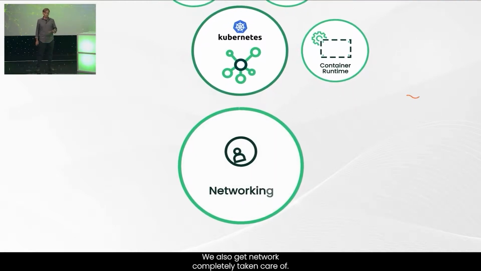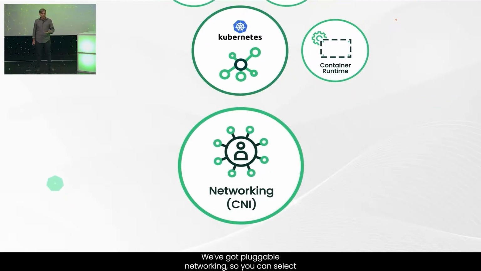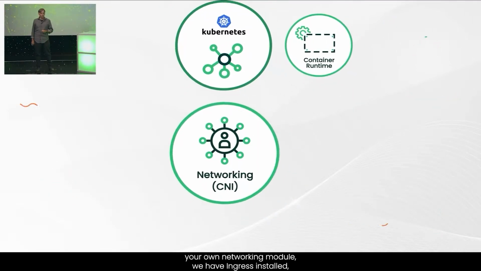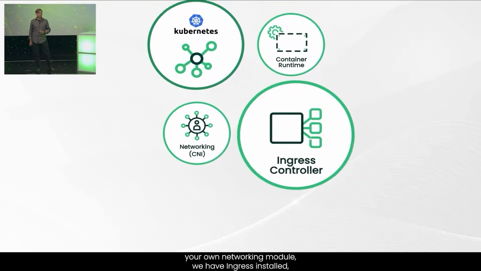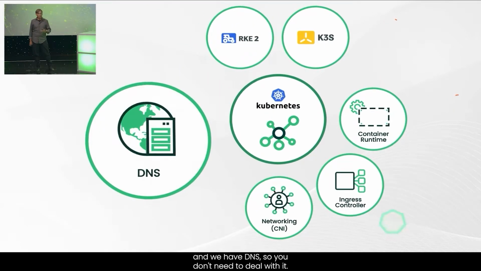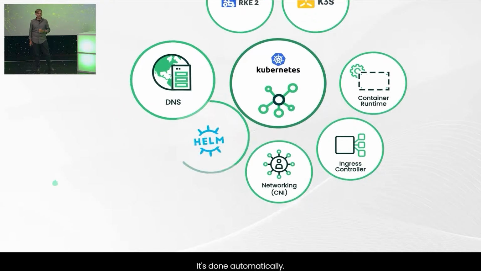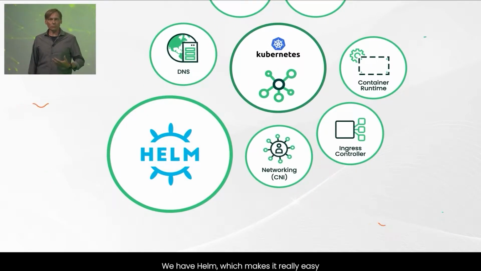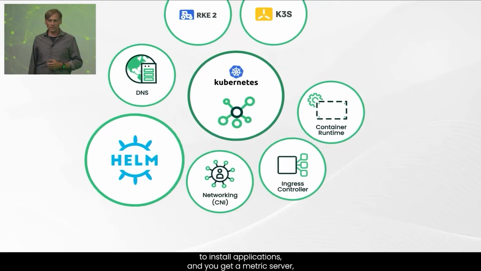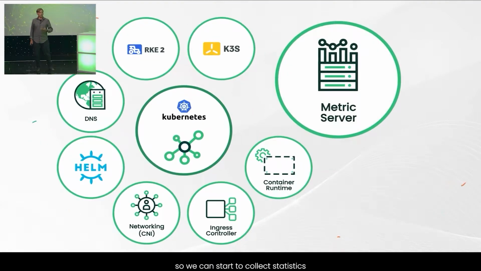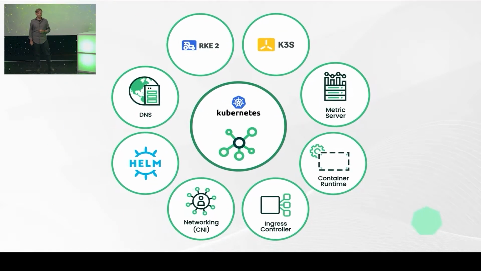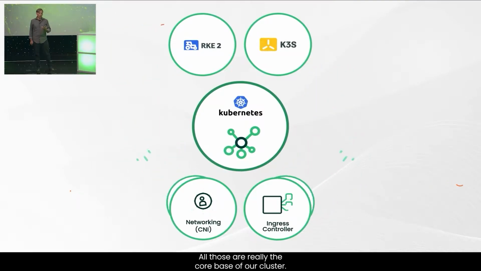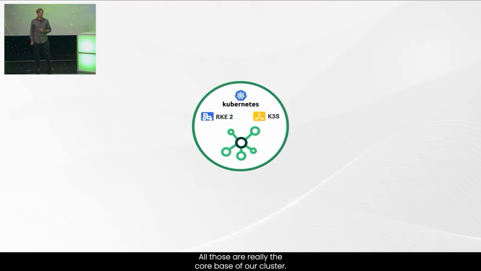We also get networking completely taken care of. We've got pluggable networking, so you can select your own networking module. We have Ingress installed, and we have DNS, so you don't need to deal with it. It's done automatically. We have Helm, which makes it really easy to install applications. And you get a metrics server, so we can start to collect statistics about all of your workloads and nodes. All those are really the core base of our cluster.